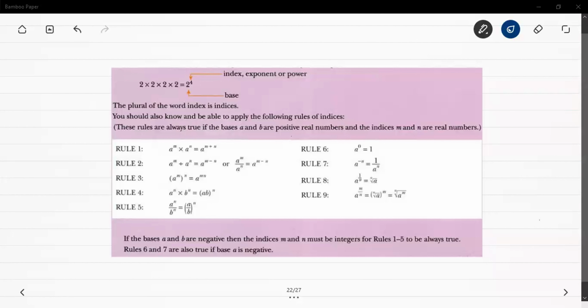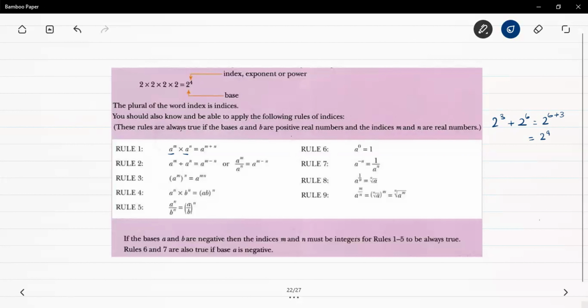For example, a to the power m multiplied by a to the power n. So same base and different indices, so we add the indices on the base. For example, we have 2 to the power 3 times 2 to the power 6. So this would be equal to 2 to the power 6 plus 3, which in turn equals 2 to the power 9. So that's how we solve these types of questions.